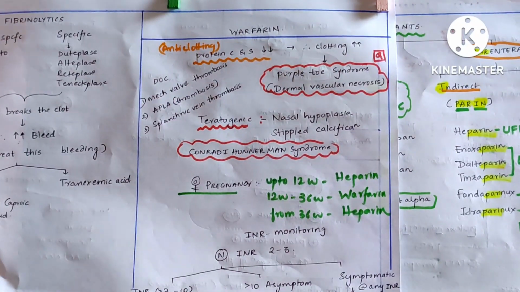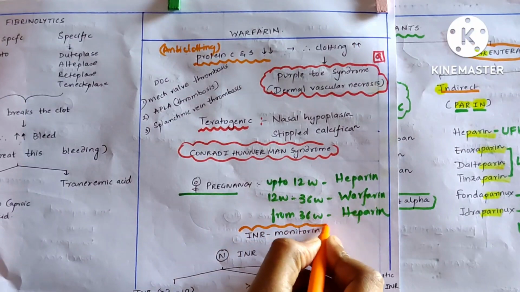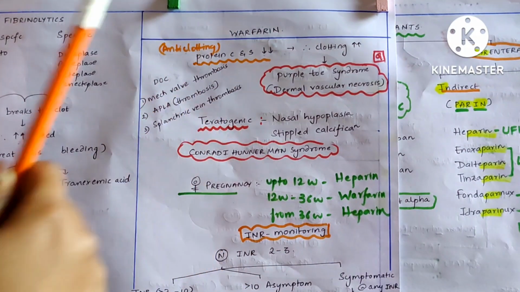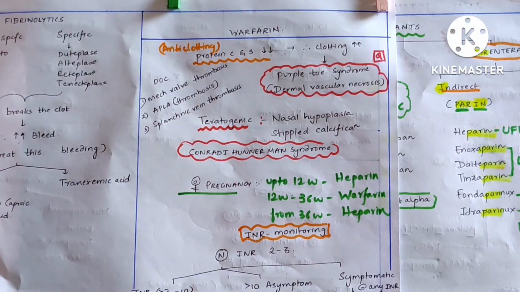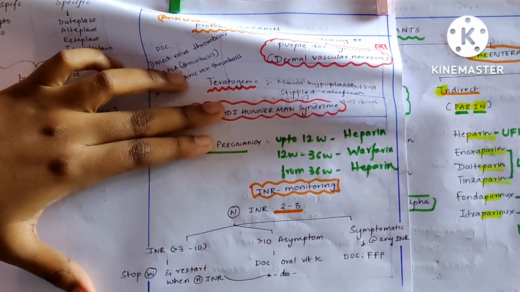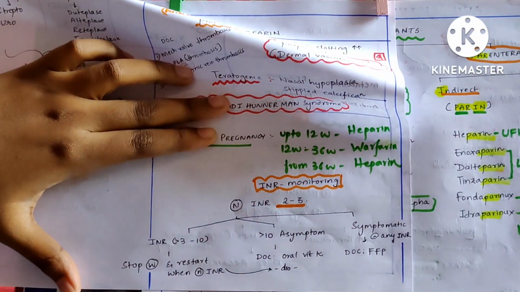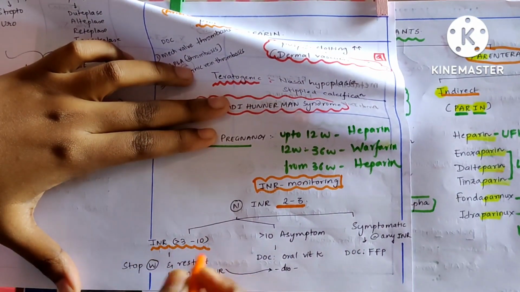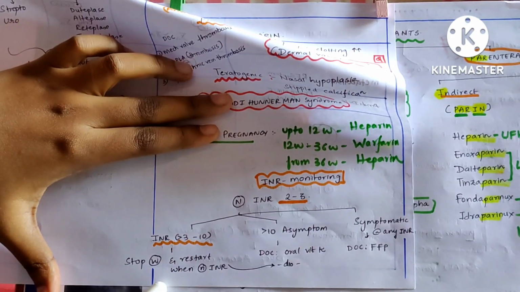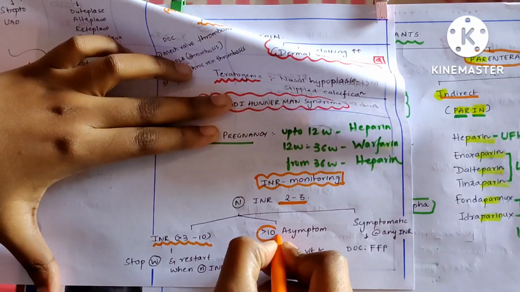So when a patient is on warfarin, INR monitoring plays an important role. Based on the monitoring of INR, we need to increase or decrease the dose of warfarin, or we need to stop the drug. So the normal INR is 2 to 3. When the INR value goes beyond 3, that is 3 to 10, we need to stop warfarin and restart the warfarin when INR normalizes.